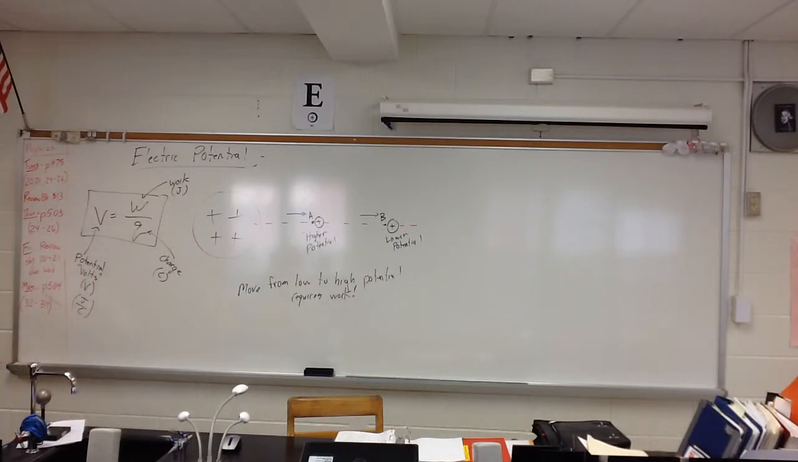So when all your life you've been saying, well, that's a 9-volt battery, what you're really saying is that it has a potential of 9 volts, or has a potential of 9 joules per coulomb.